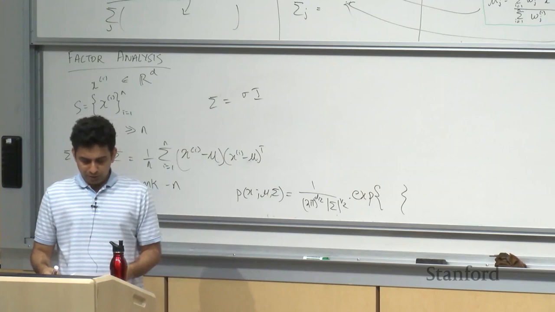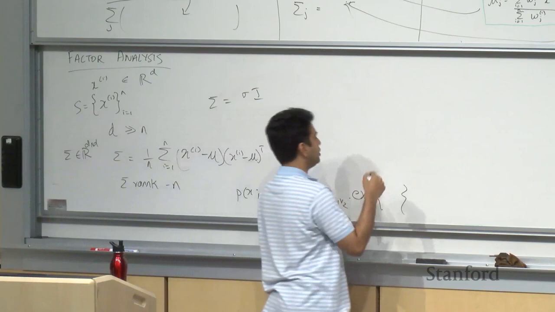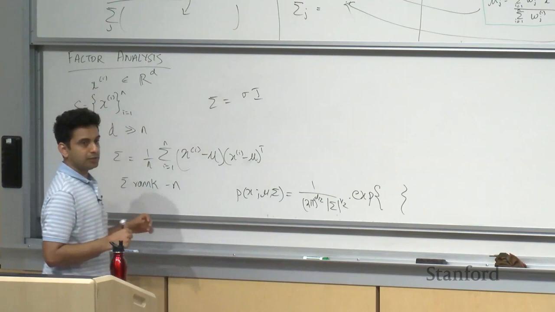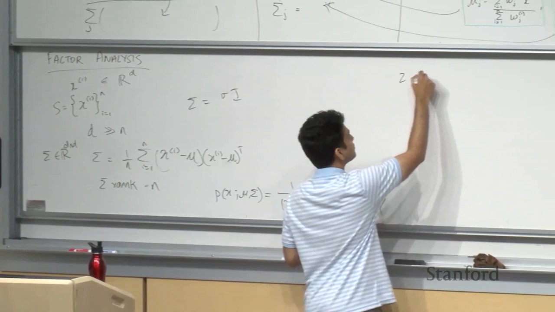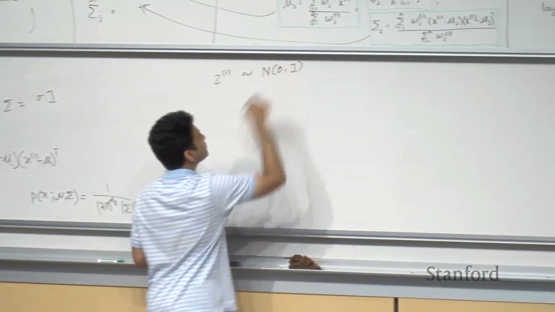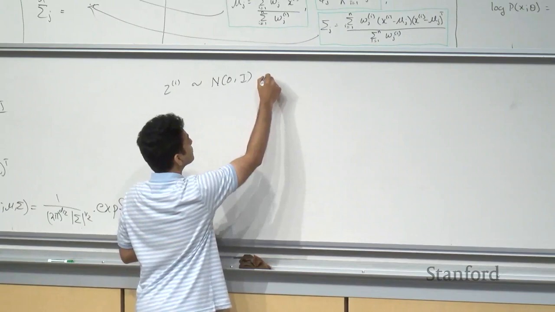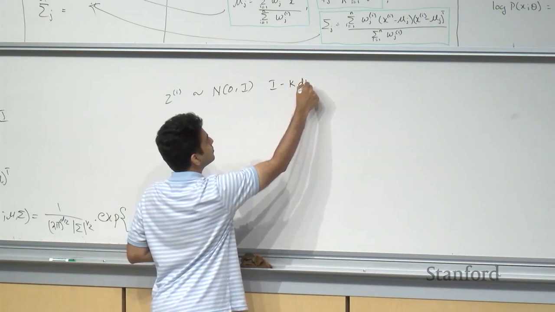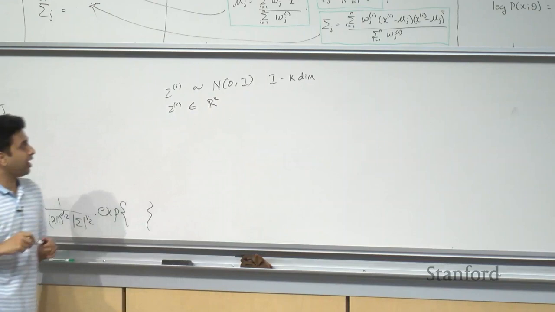So instead, what we want to do with factor analysis is to think of a latent variable z. So assume that we are observing x's, but we are going to assume that these x's live on some kind of a lower dimensional subspace. So we're going to assume that there is a z that's normally distributed. And then we're going to make a second assumption. Here zi is k-dimensional, and therefore zi is in R^k. So we're going to assume that there is this lower k-dimensional subspace in which z's reside.